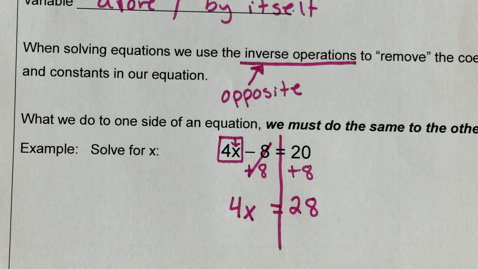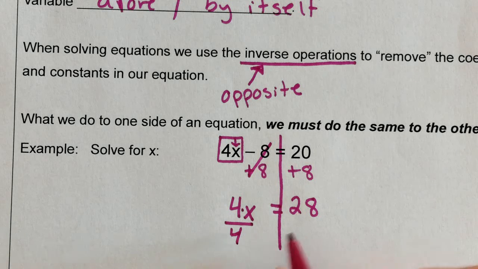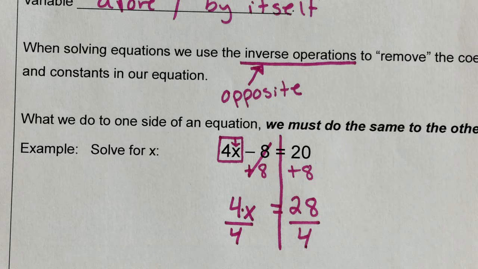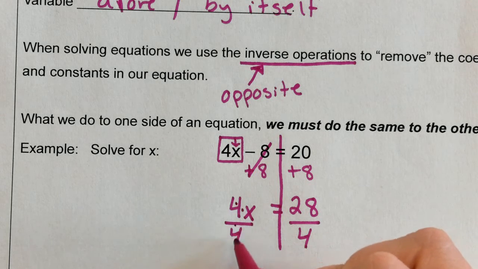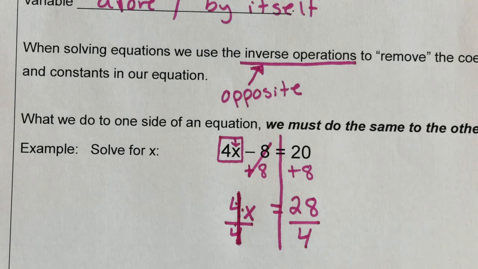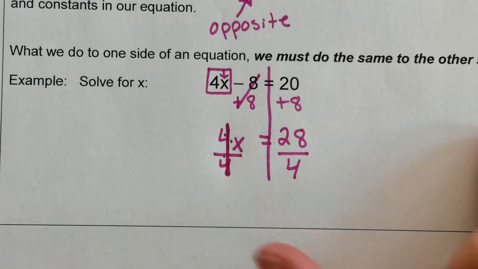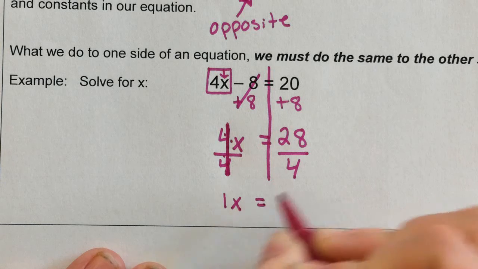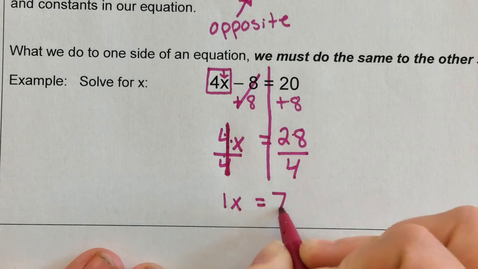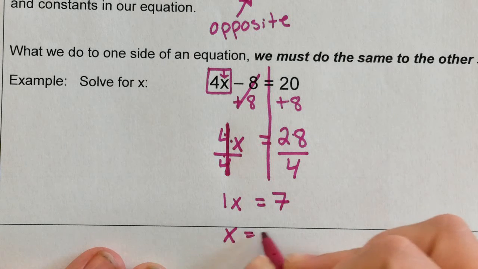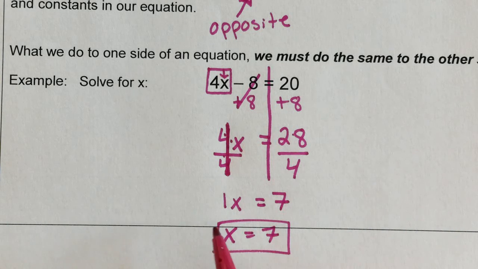4x means 4 times x. There's that little multiplication symbol in there that nobody writes. So we're going to do the opposite of that. Opposite of multiplication is division, so notice how I'm doing that on both sides. 4 divided by 4 is 1. So that's what we want to get. We want to get it to be 1x. So 1x equals 28 divided by 4, which is 7. So this means that our answer is 7. We never write the 1x because, like I've said before, mathematicians are lazy and they don't want to have to write anything extra.